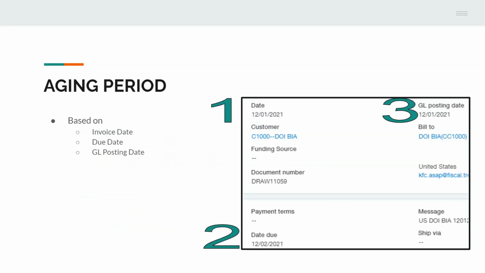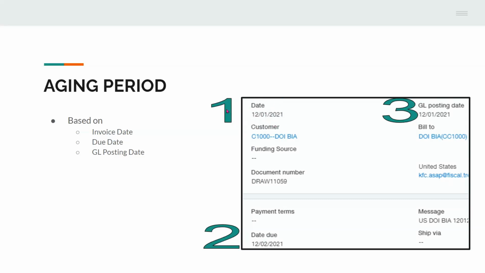How is an aging period determined? By one of three things from your invoice. Number one, the invoice date. So this is a screenshot from one of our bills. While running the report, which we'll see in a few minutes, we can choose to base it on this invoice date. How many days has it been since the invoice date or transaction date?